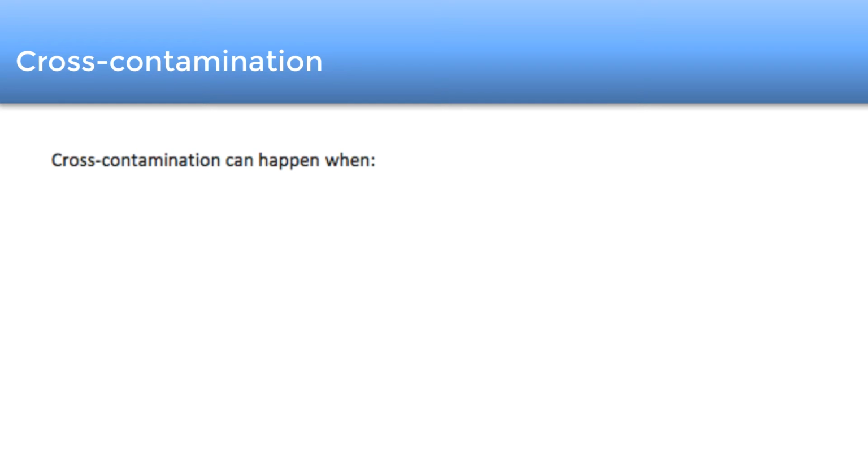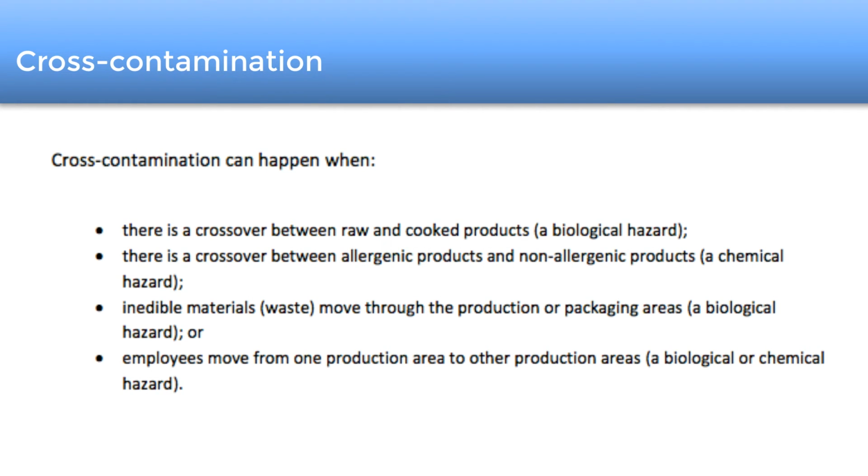Cross-contamination can happen when there's a crossover between raw and cooked products, a biological hazard, a crossover between allergenic products and non-allergenic products. This would be a chemical hazard. Inedible material or waste moving through the production or packaging areas could create a biological hazard. Or employees moving from one production area to another production area. This would be a biological or chemical hazard.